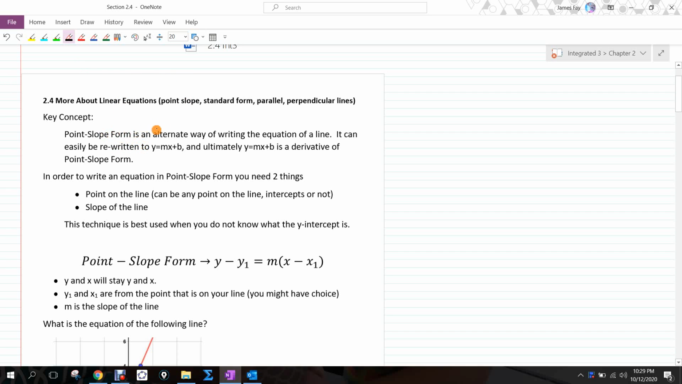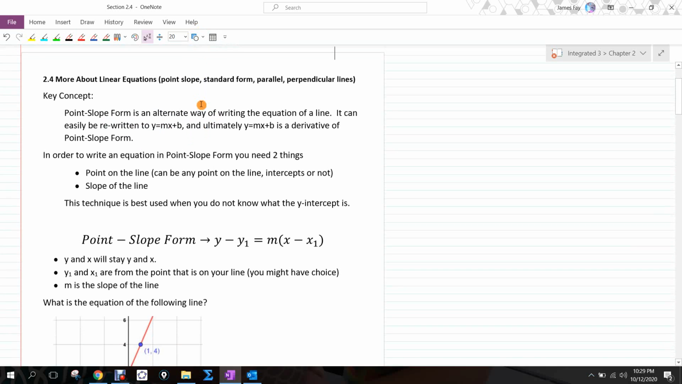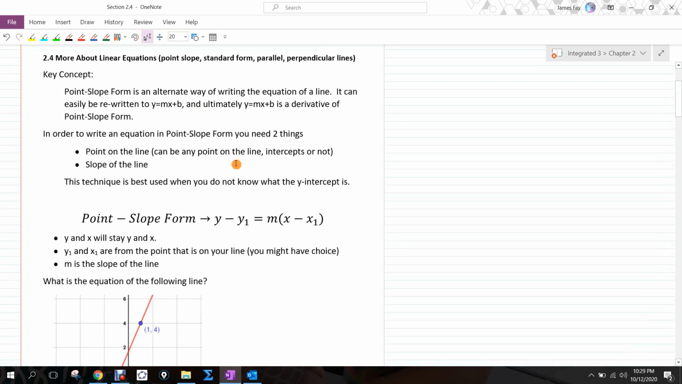Point slope form is an alternative way to write y equals mx plus b, or the slope intercept form. And slope intercept form is actually a derivative of point slope form, meaning that y equals mx plus b actually comes from point slope.